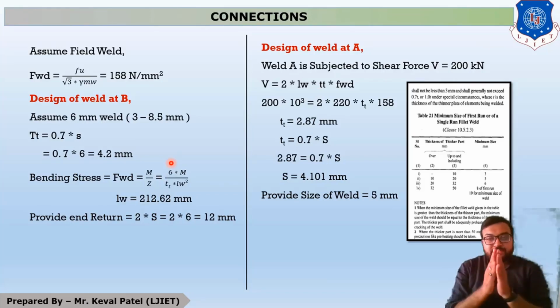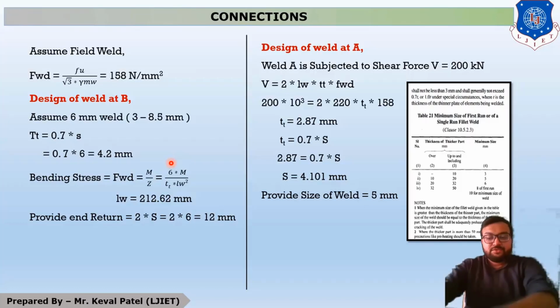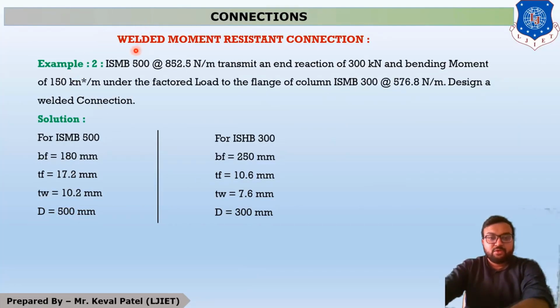Okay, so students, this is the end of our example number 1. Now, in the second example, mostly similar kinds of calculations are there. So let us start our second example. Our second example is based on welded moment resistance connection. It means in this example, our shear force as well as bending moment is directly given. Because as the name suggests, moment resistance, whenever in the question the moment resistance is directly given, then you have to solve that example based on this method.